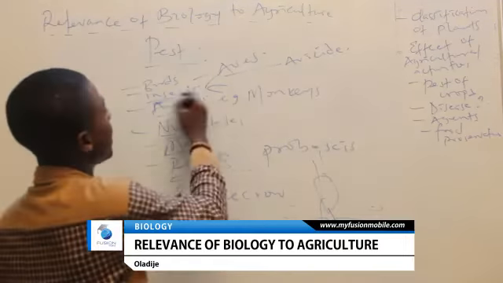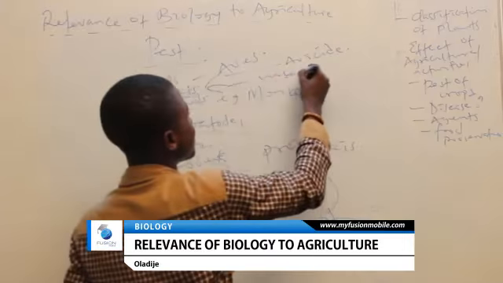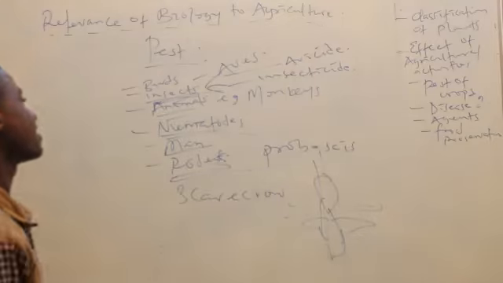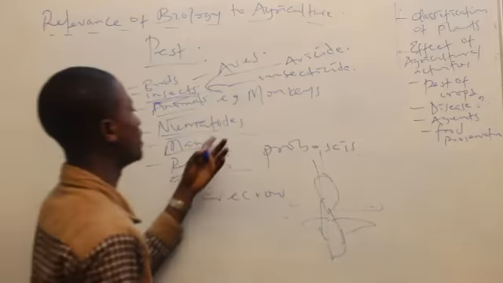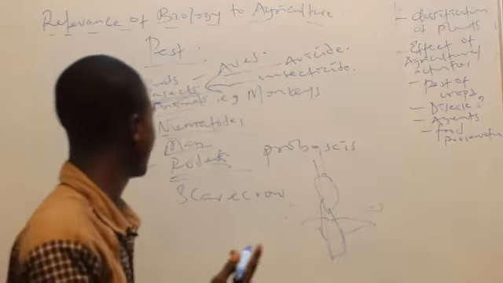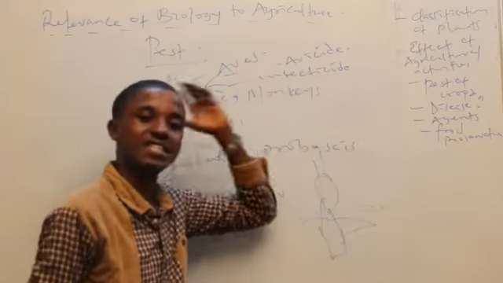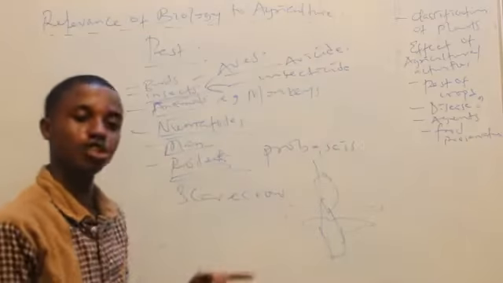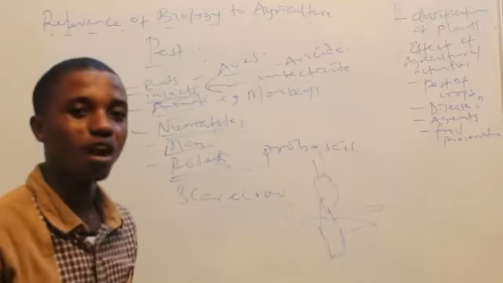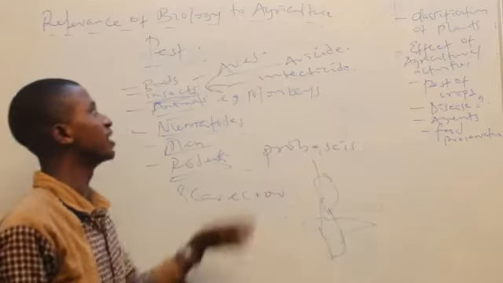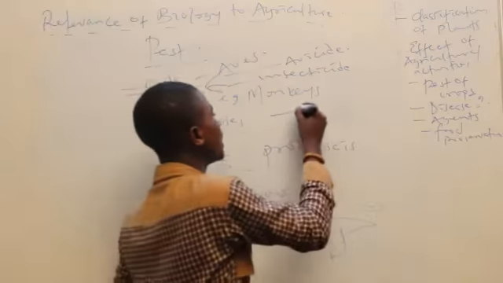So for insects, you can spray what we call insecticide. For your nematode, you can spray what we call nematicide. For rodents, you can spray what we call rodenticide. Now, all these herbicide, insecticide, rodenticide, and nematicide that I've mentioned are all chemical ways of controlling pests. Now, there's also what we call the biological way.